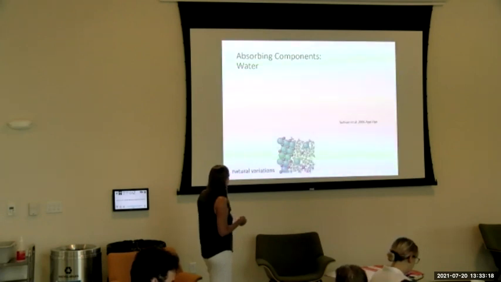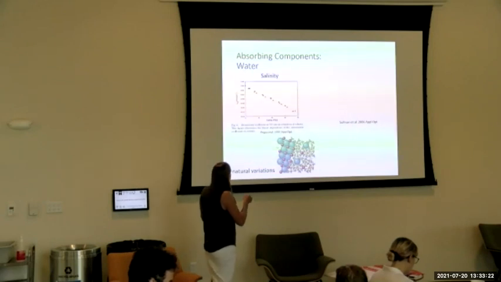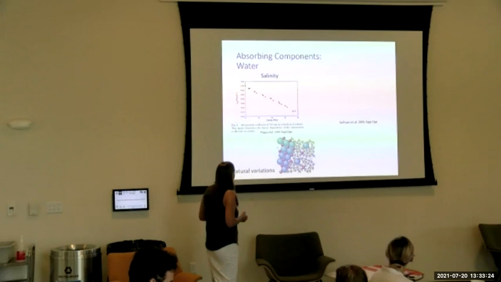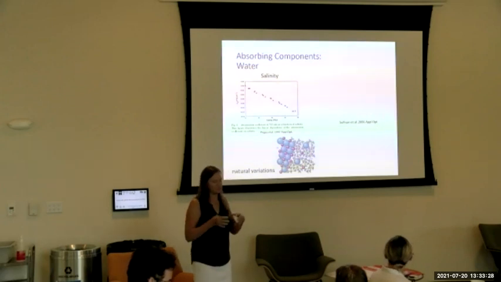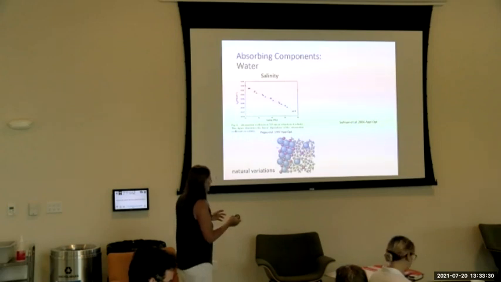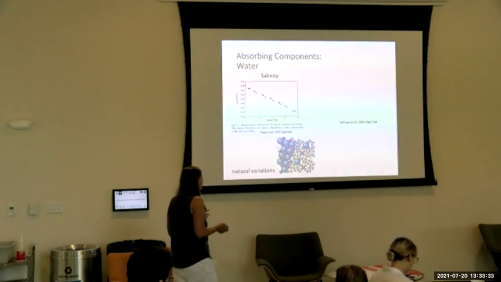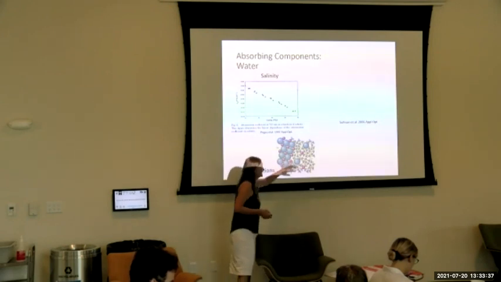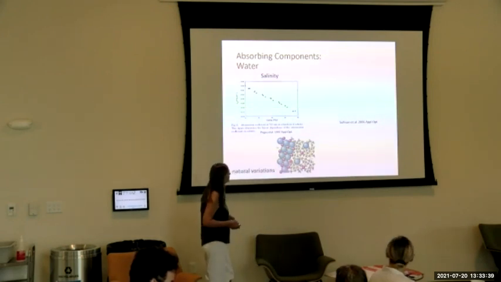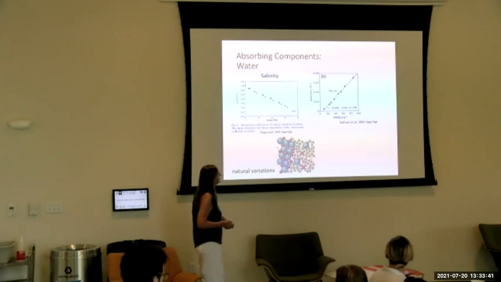Also, you can add salt. As you add salt, you get changes in the absorption, because it's changing the molecular structure of how water molecules bond to each other, and they cluster around the dissociated salts. We're going to do that in the lab. And so you can see the variation in absorption with salt concentration.